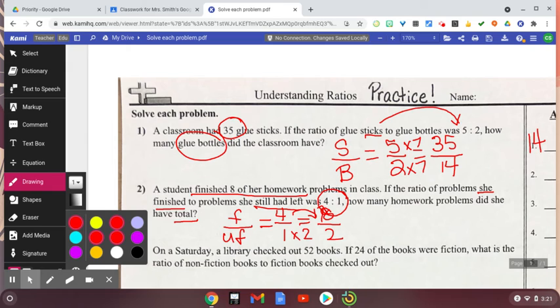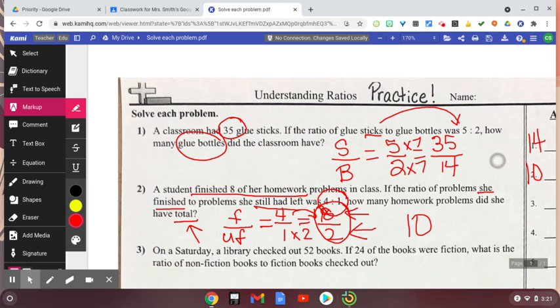Now, she has finished 8, and she still has 2 more to do. So our word total back over here indicates we have to now add these 2 together because she has a total of 10 problems. So our answer for number 2 is 10, not 8, not 2. So you have to add them. It's only one answer. Okay.